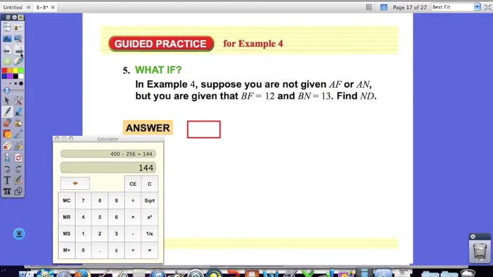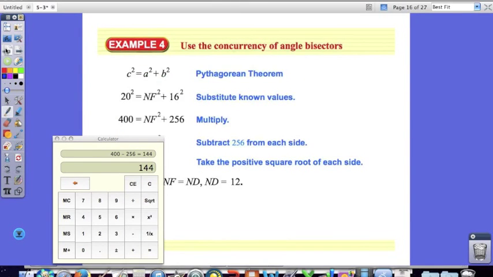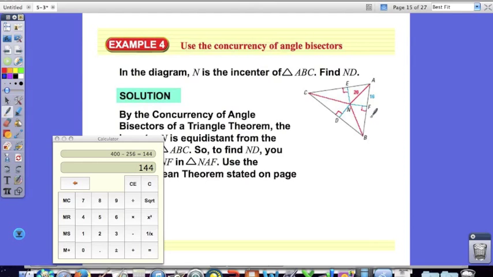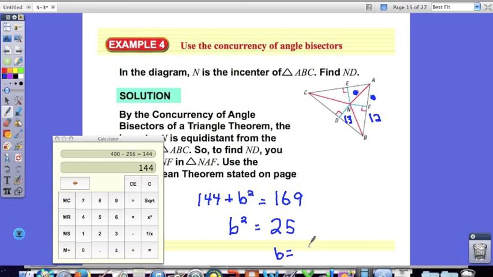Now they say, let's do that same problem again, but we're going to use BF. We're going to say that that's 12, and that BN is 13. So different problems, different numbers: 12 squared, which is 144, plus b squared equals 13 squared. You can plug it into your calculator, but I happen to know it's 169. If I subtract 144 from both sides, I get 25. And b has to be equal to 5. Once again, it has to be a positive number.